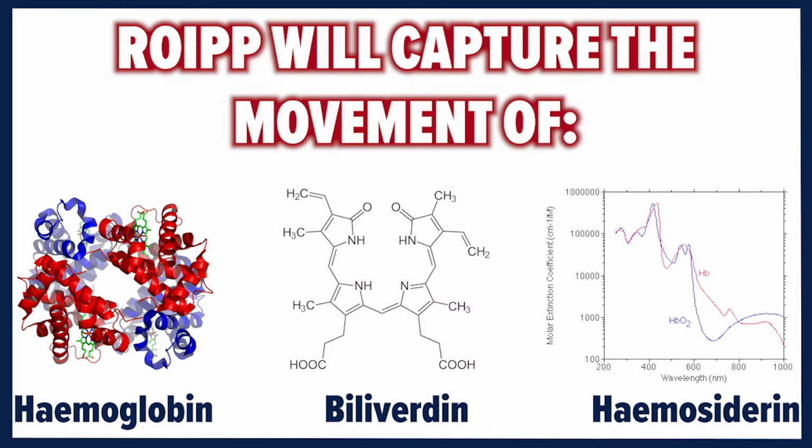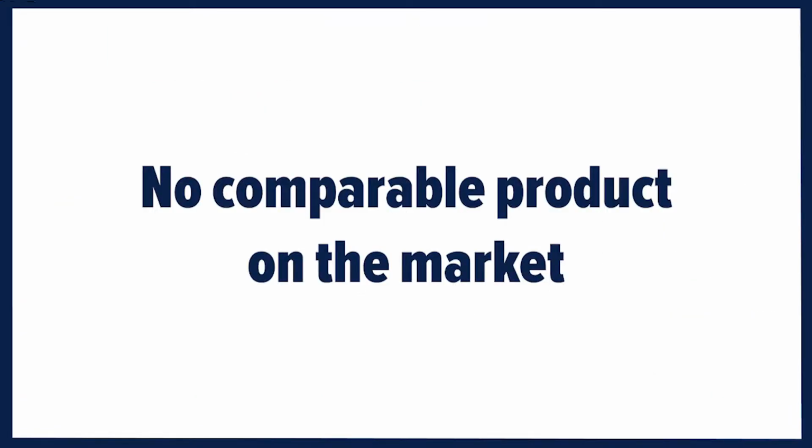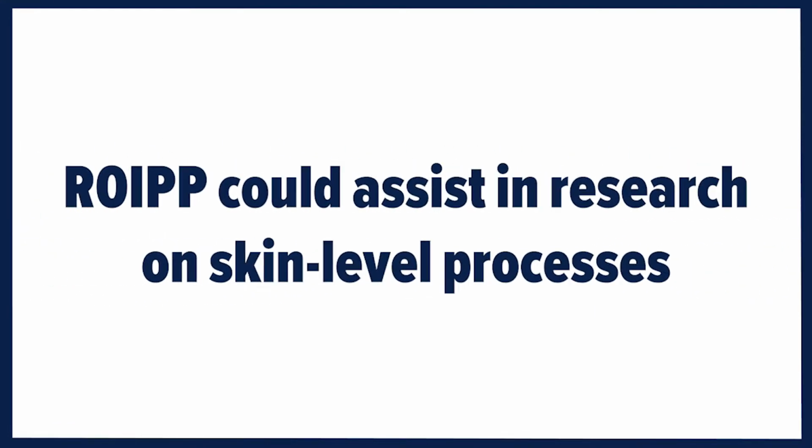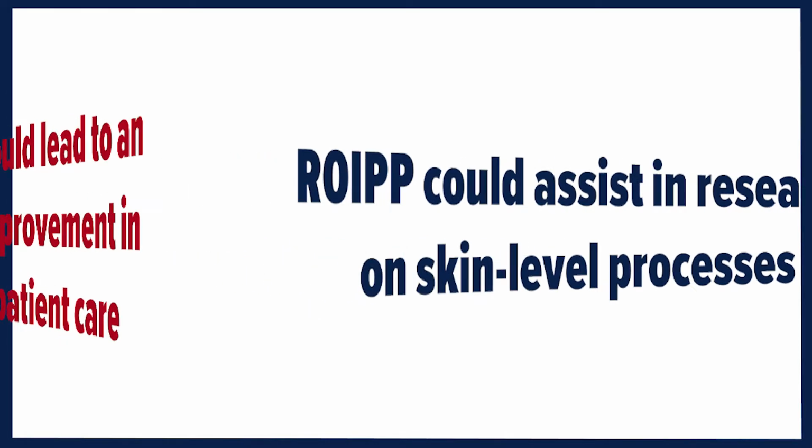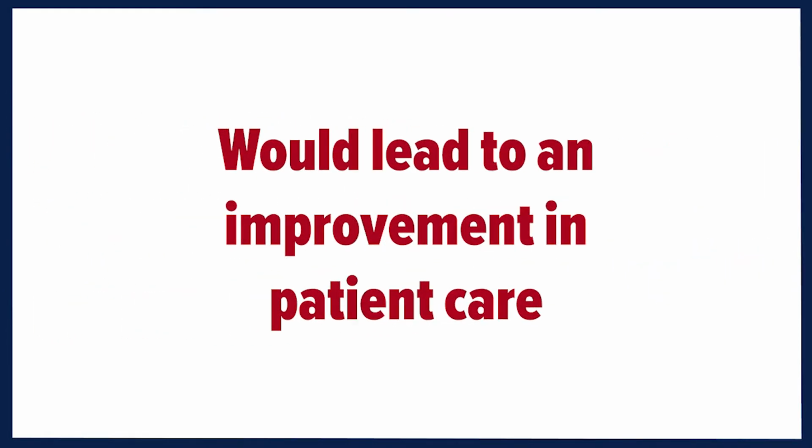Thanks, Shannon. Like mentioned before, the ROIP images physiological processes and movements of hemoglobin, biliverdin, and hemosiderin. Currently, there are no devices on the market that can provide this type of simultaneous analysis. The success of the ROIP could assist in biomedical research involving skin-level processes and might eventually lead to improvement in patient care when this technology is integrated into non-invasive imaging devices.